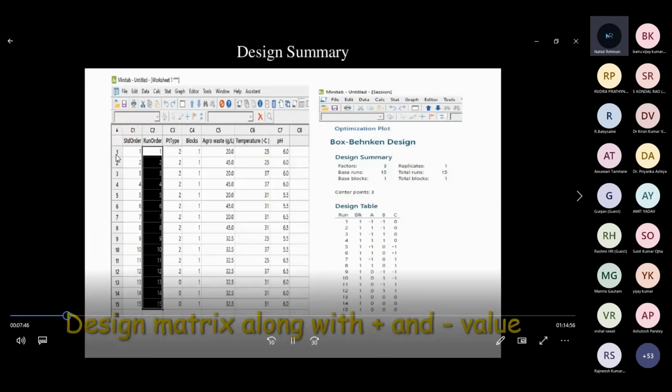This is run number 1 to run number 15 for the Box-Behnken design. So in experiment 1 you have to keep this concentration of the agro waste, this temperature and this pH. In 15 bottles you have to prepare the ingredients accordingly as mentioned. You will add them and keep the temperature for the experimentation, and the pH you will keep as it is. So these are the combinations in run one.